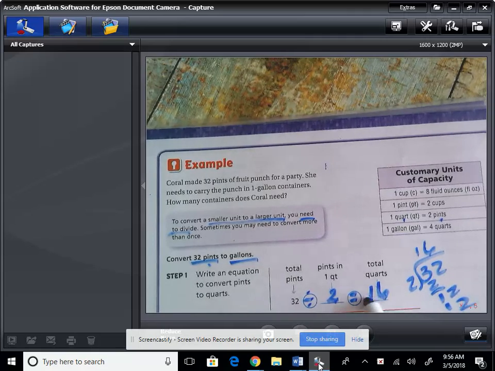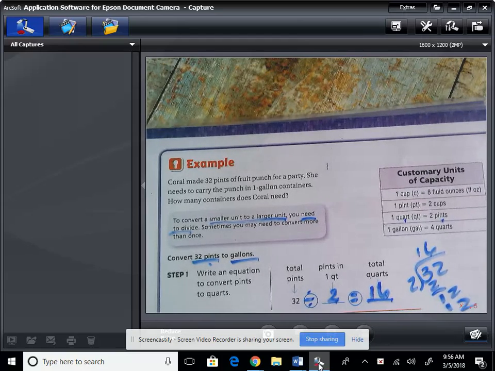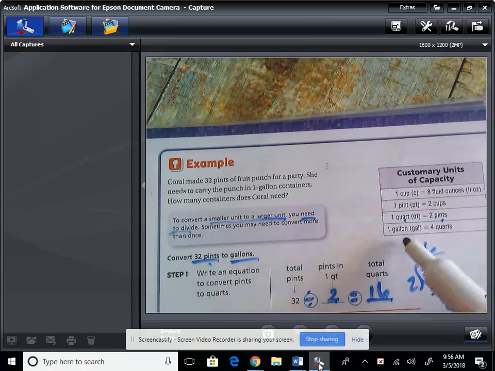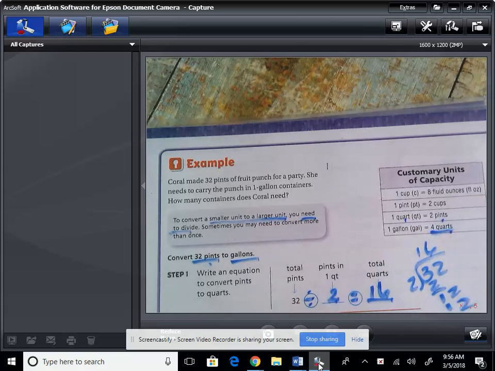Okay, write an equation to convert the quarts. Now we know how many quarts we have to convert to gallons. So we have 16 quarts, and we're still going smaller to larger, so we're going to divide. And how many quarts are in a gallon? Let's look. There are 4 quarts in a gallon. So 16 divided by 4 equals 4 gallons. So Carol will need 4 1-gallon containers to carry the punch.